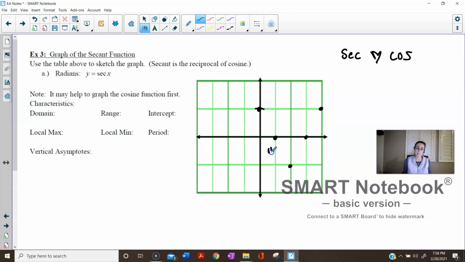So at pi over 2, it's at 0. At pi, it's at negative 1. At 3 pi over 2, it's at 0. And then at 2 pi, it's back up here at 1. And so I'm going to just draw a dotted line since this isn't the graph that I'm actually sketching. I'm going to sketch the secant graph. And let's go ahead. That's one period, goes from 0 to 2 pi, and then the graph just keeps repeating.